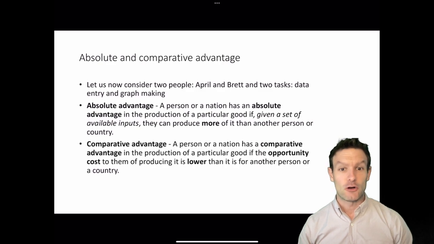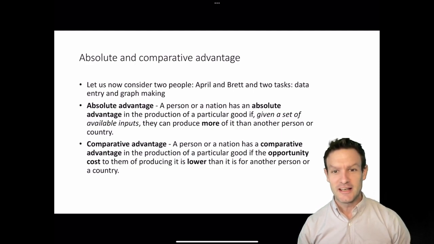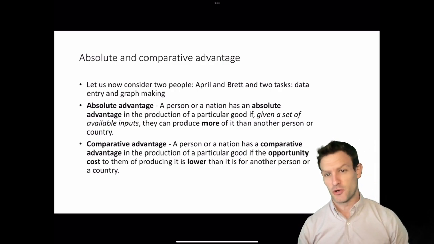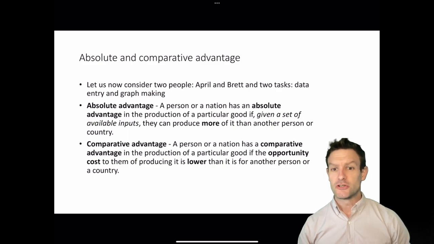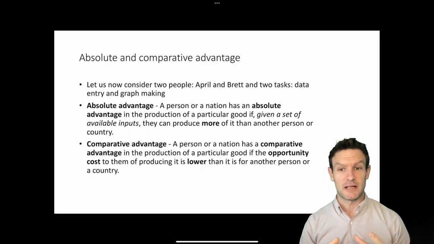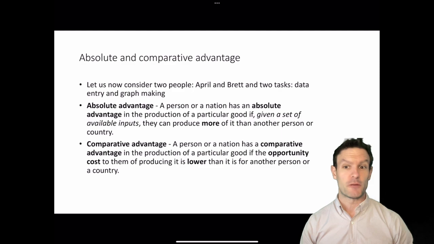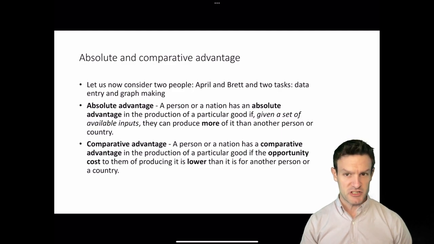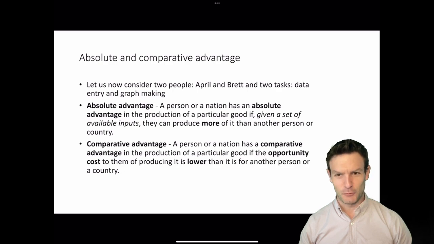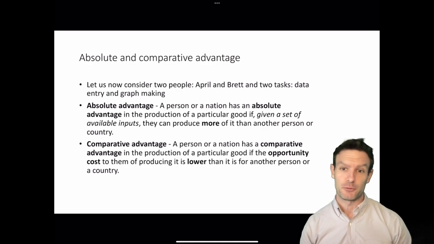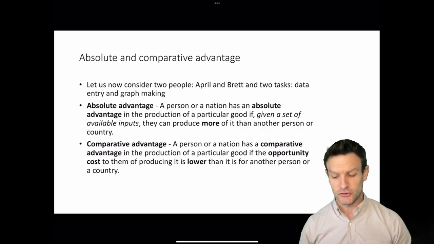Now, comparative advantage is when, for a person or nation, they have a comparative advantage in the production of a particular good if the opportunity cost to them of producing it is lower than it is for another person or country. Okay, so notice the previous one said with given feasible inputs, more can be produced. Here with comparative advantage, we're talking about having the lower opportunity cost. Okay, so those are just the definitions of the terms, but now we're going to look at an example between April and Brett to try and get a sense of how this looks.